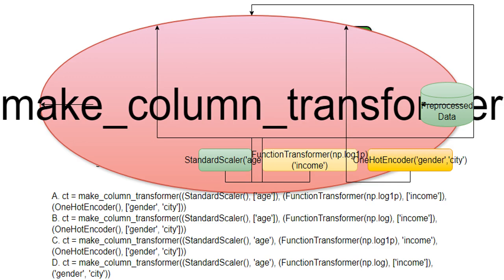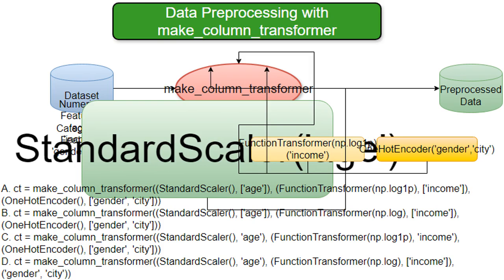This is the core function I'm using for the pre-processing. It's like a master conductor that orchestrates the application of different transformations to different columns. I'm using standard scaler to make the age values have a mean of 0 and a standard deviation of 1. This is called standardization and helps many machine learning models work better.